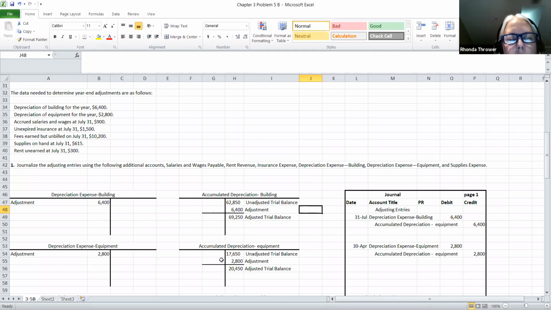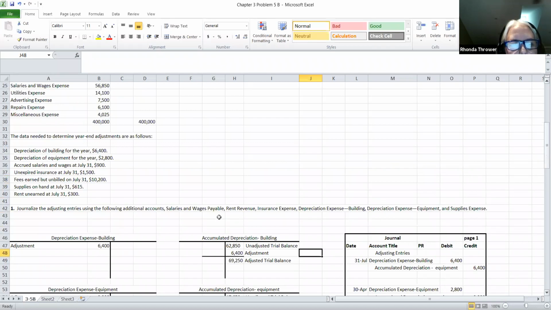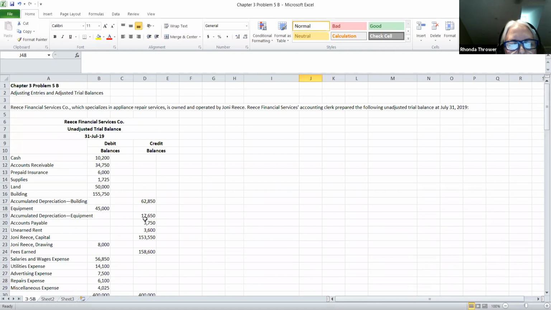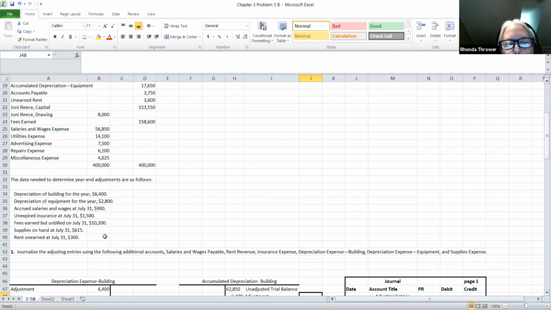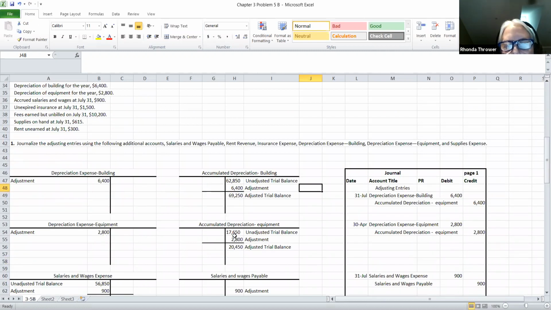Accumulated depreciation on the equipment is a separate account. It is a contra asset account, so it's going to have a credit balance. Notice I put in my T account the unadjusted trial balance amount that came from our ledger, which was $17,650. I just wrote that in so that you would know that this $2,800 additional amount is going to add to our previous balance in the accumulated depreciation account.